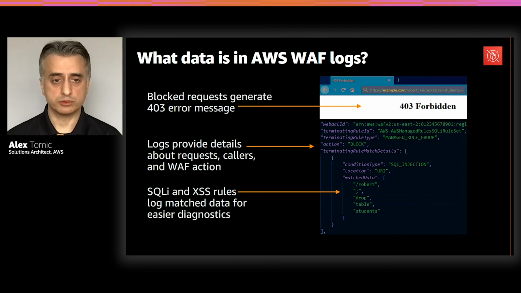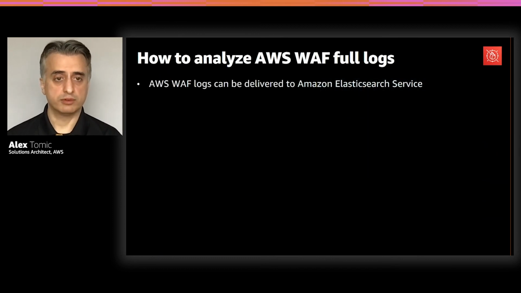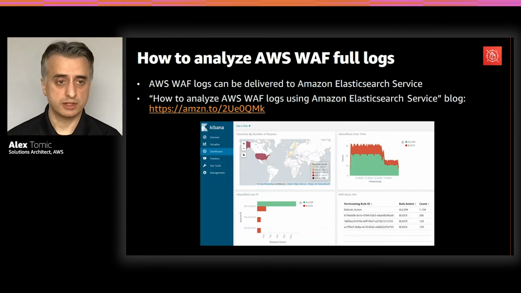Now, for certain types of rules, such as SQL injection and cross-site scripting, AWS WAF logs contain details of specific data in the request that match the rule. We're looking at one example here, where a part of the URI in the request matched a SQL injection pattern. All right. So now that you have recorded all these logs, to analyze the data, it can be aggregated to Data Firehose and then routed to S3 or Splunk, or you can send WAF logs to Amazon Elasticsearch Service.